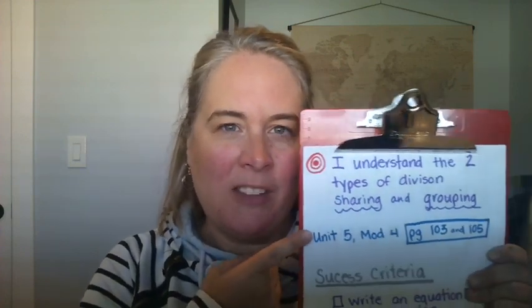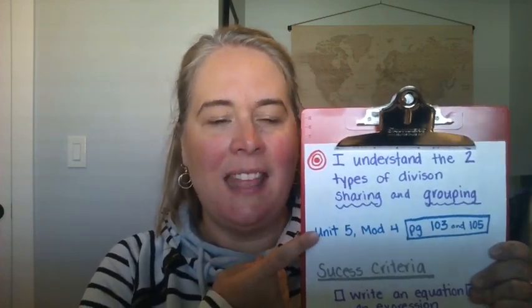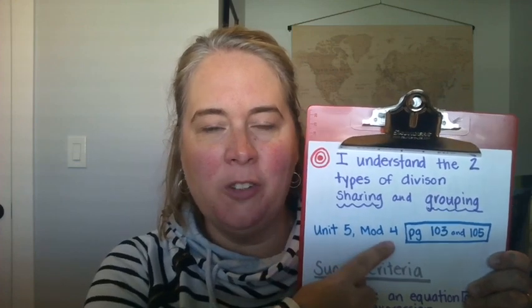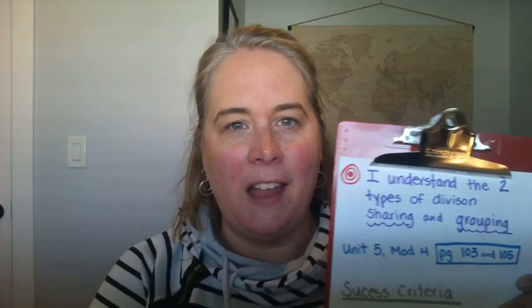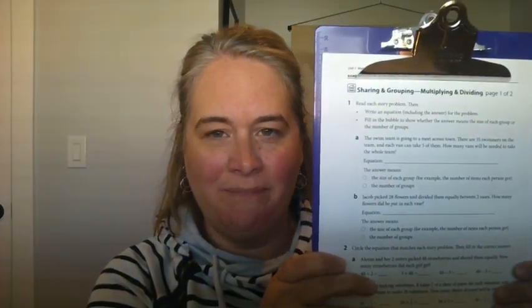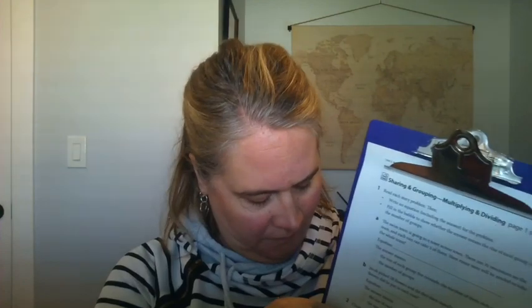This is going to match up with your blue pages that are Unit 5, Module 4, page 103 and 105. Let's take a look at that so you know which pages we're talking about. The first one is called sharing and grouping, multiplication and division. And the second page we'll talk more about at the end of this. It says operating with fractions and whole numbers. So those are the 2 pages that this target will go through.